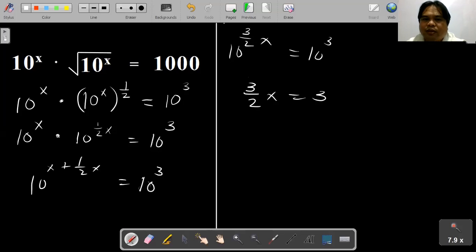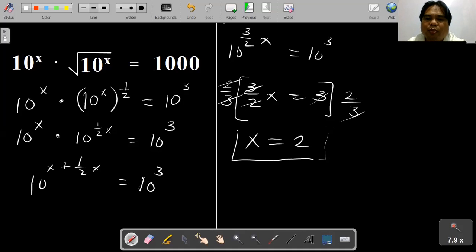To solve for x, we will just multiply both sides by what? That's the reciprocal of 3/2, which is 2/3. When it cancels out, all you have left is x is equal to, and this one cancels out as well, all you have left is 2. So 2 is the value for our x in this particular example.